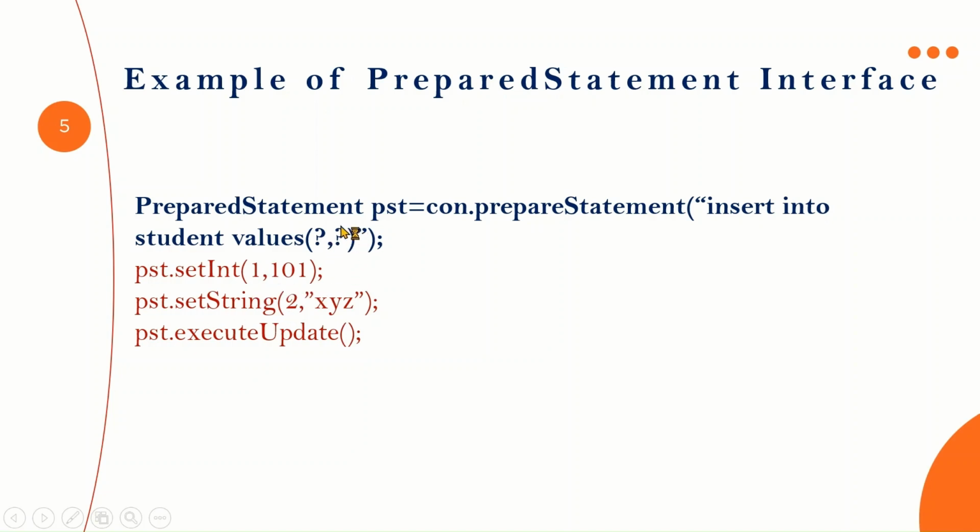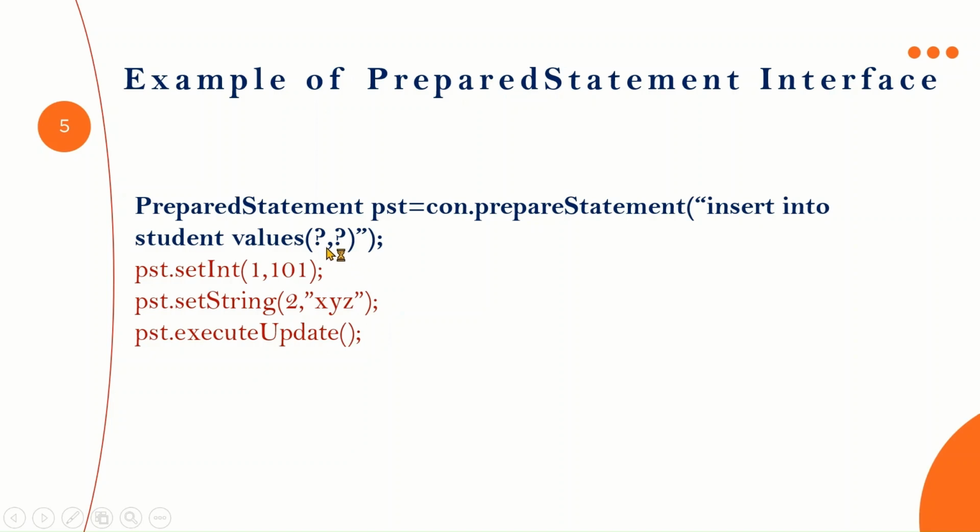Similarly, the second question mark is the name of the student, which is varchar, so I need to apply the setString method. Then the index number will become 2. This is index number 1, this is index number 2, and the new value put in double quotes. And finally, once you set these values, you need to call a method called executeUpdate. Then only will it affect the actual table. Otherwise, not.